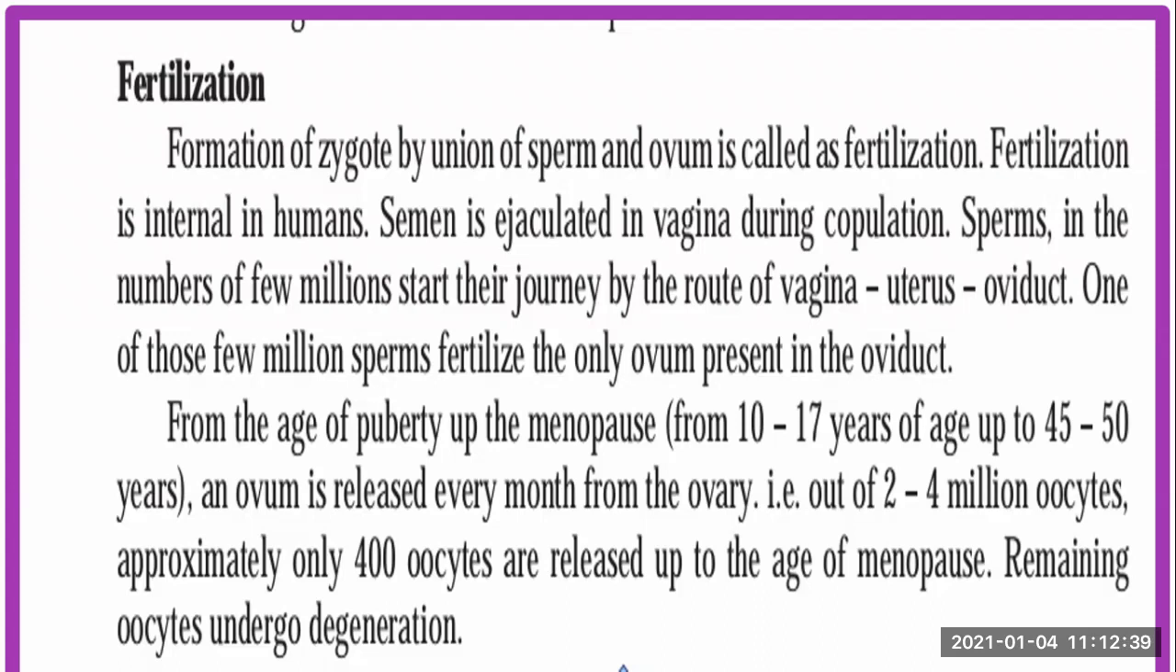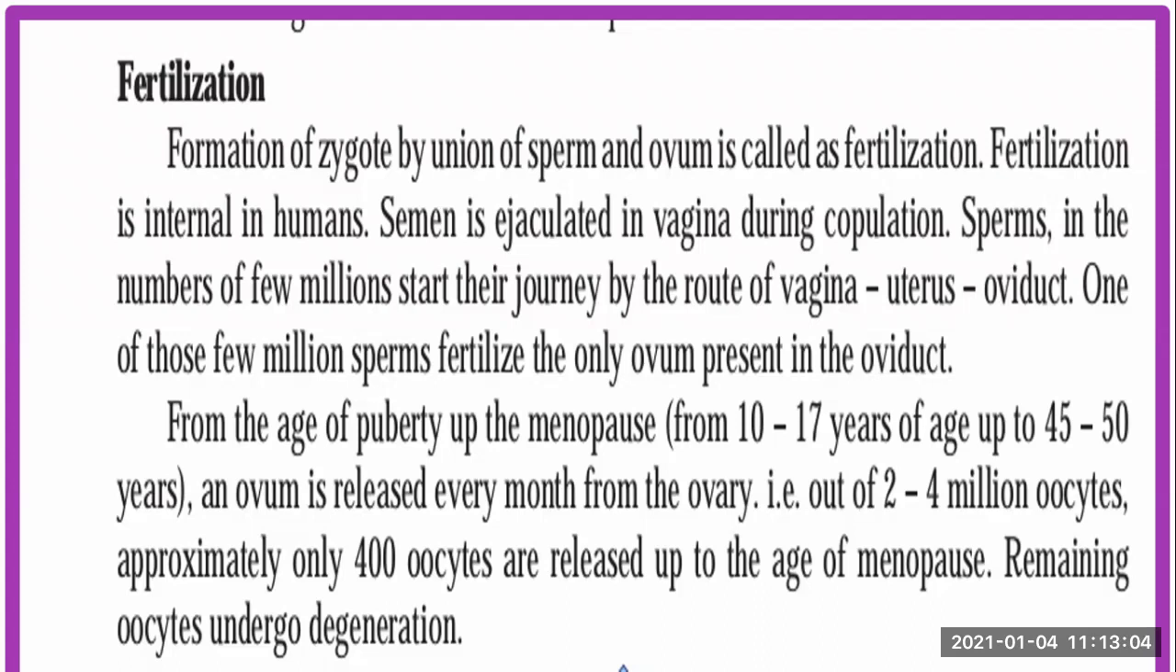As we have talked about fertilization just now, what is given in our textbook? Formation of the zygote by union of sperm and the ovum is called fertilization. If you have the textbook, please underline it there. Fertilization is internal in humans. Semen is ejaculated in the vagina during copulation. We have talked about the copulation also.